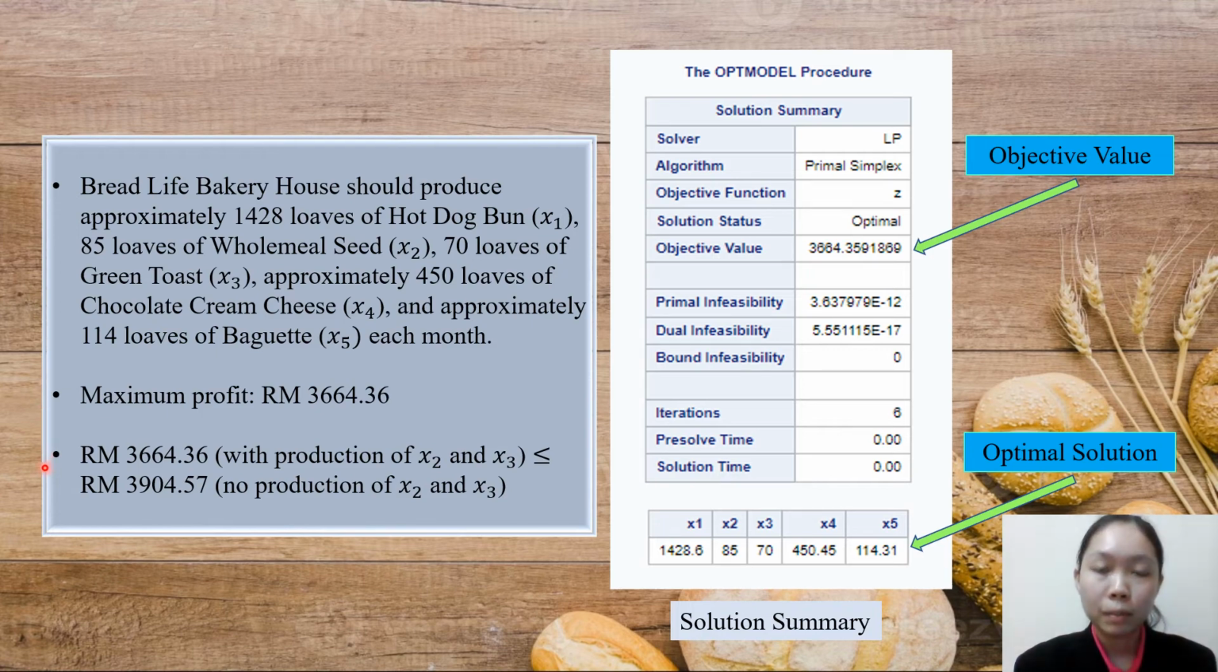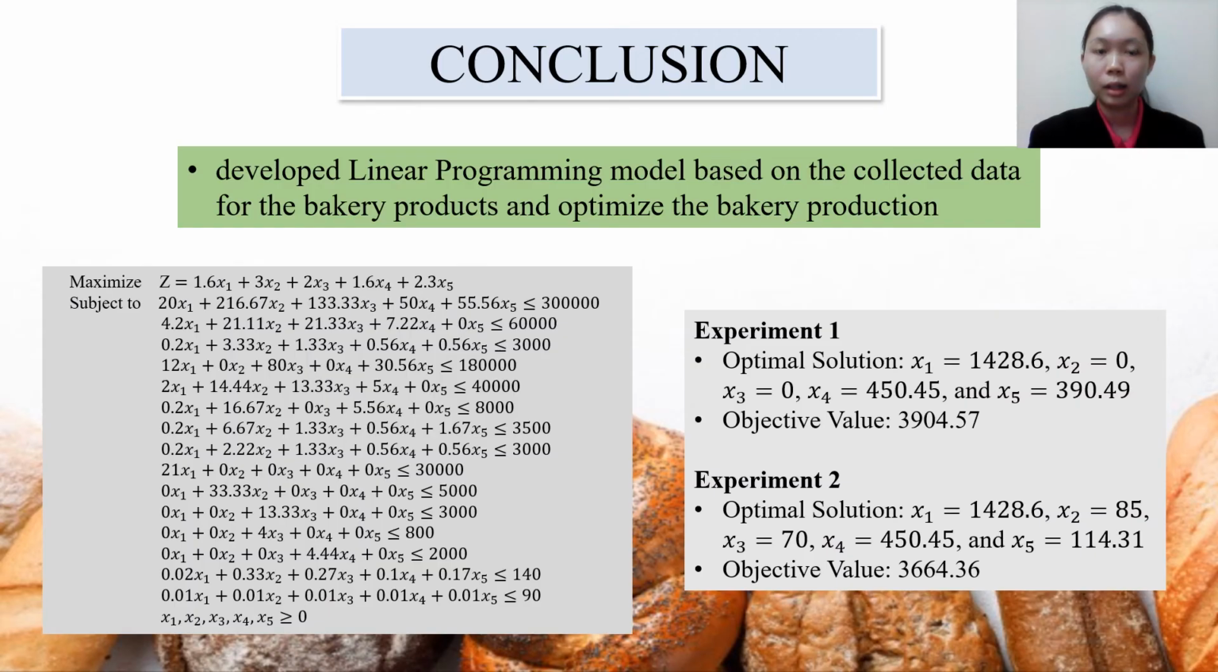Although the maximum profit is lower compared to the maximum profit with no production of S2 and S3, it can attract more customers so that it can increase the maximum profit in the future. In conclusion, we have developed a linear programming model based on the collected data for the bakery products and optimized the bakery production.